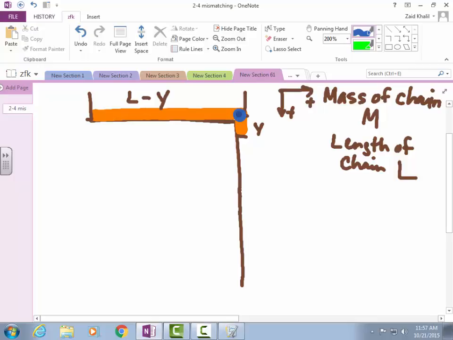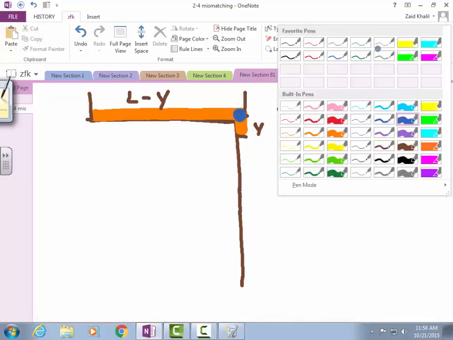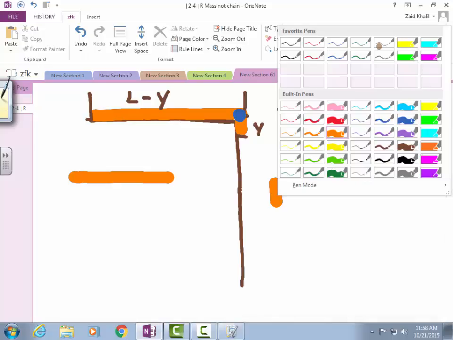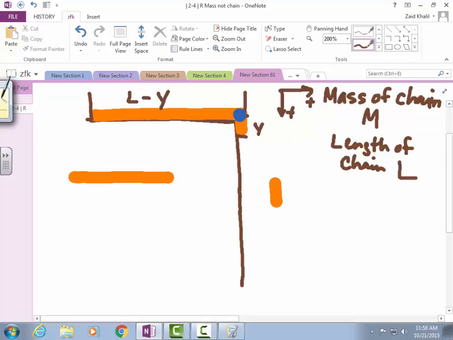If I took two different points, can I say the force of tensions are equal? No. But if I took a single point, what can I say about the tensions? It's equal. So let's actually go through this. Now I'm going to look at my two segments. Here's my two segments. Free body diagram.